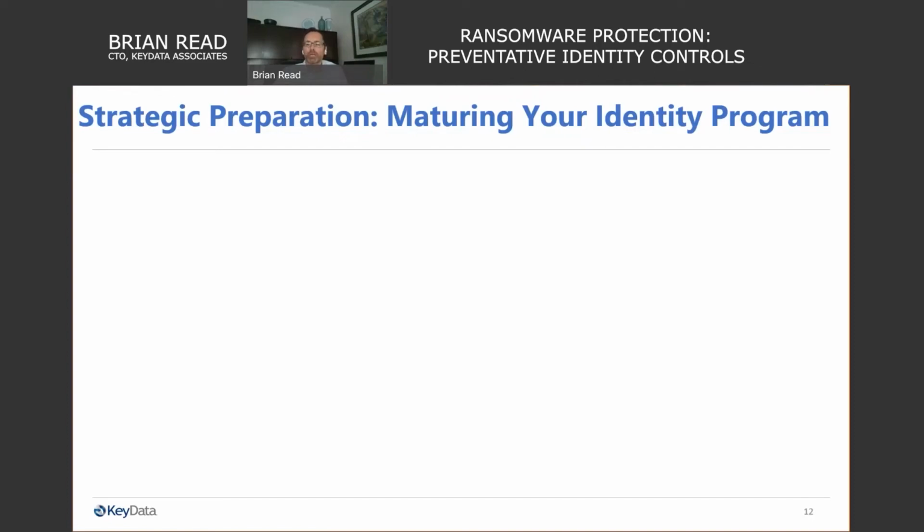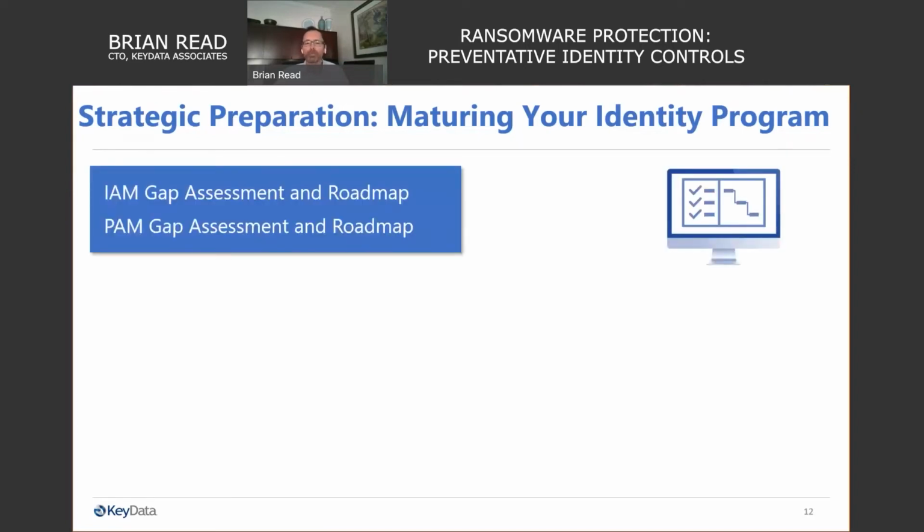So I think in terms of strategic preparation, the question you need to ask yourself is what process am I taking to continuously mature my identity program? You have an idea today what you're going to be doing this year, in 3 years, and in 5 years to mature your identity program. And if you can do that, you'll prevent not only ransomware, but a whole series of other threats, large and small. Really what we're talking about is either internally or externally conducting an IAM and privileged access gap assessment.